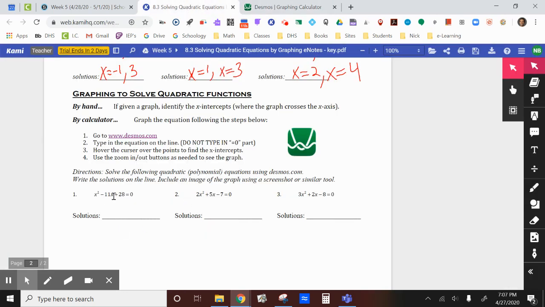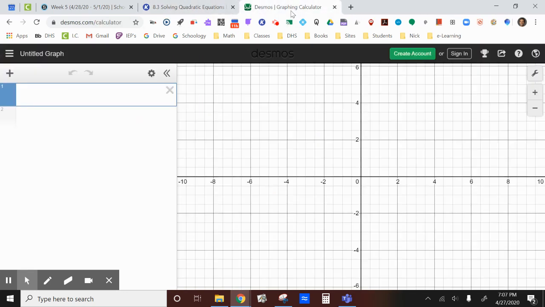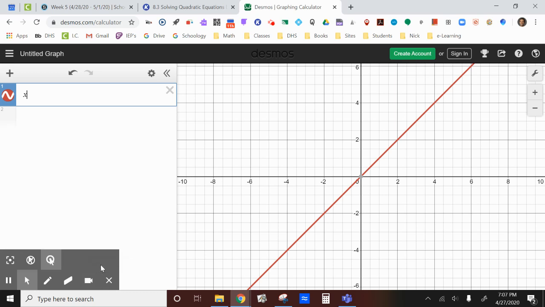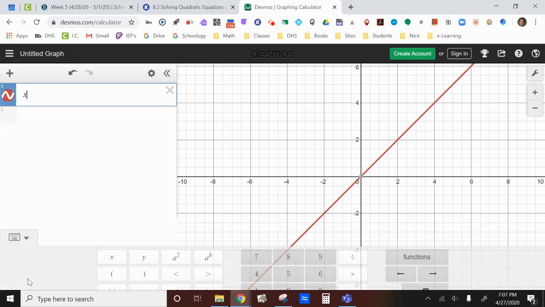All right, so we got x squared minus 11x plus 28. We're going to type that here into this first line. Oh, wait a second, how do I get to my tools here? I need to hide my tools. All right, here we go.